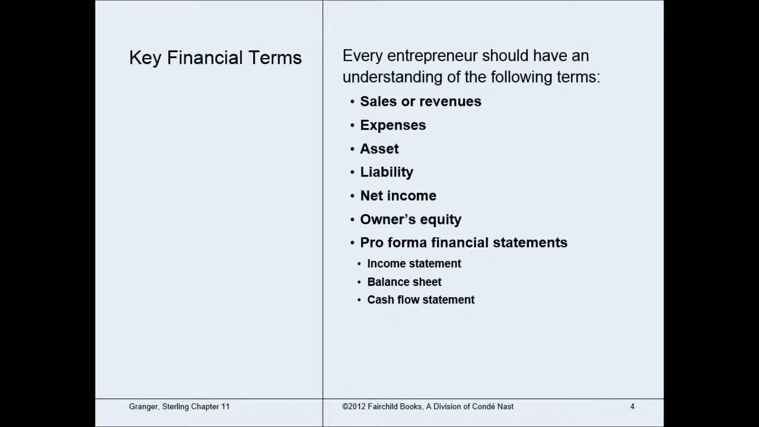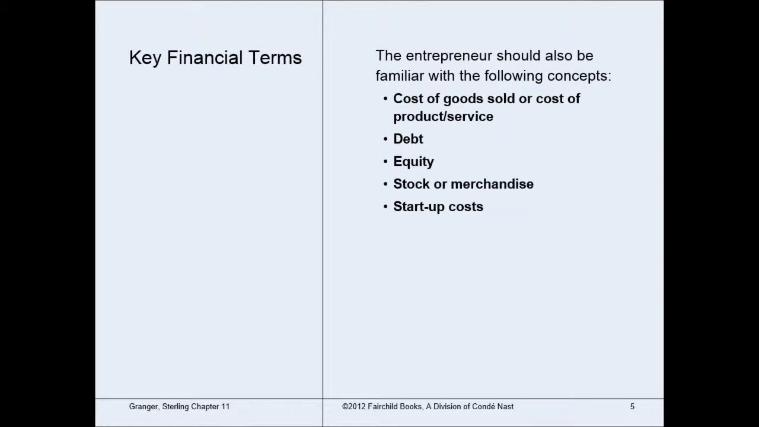So first is the income statement, and it's also called the profit and loss statement, and it shows the amount of income for a specific period. And you can see this in Appendix D. Also, the balance sheet is in there, and it shows the financial condition of the company at a point, and it includes the assets, the liabilities, and the net worth. And the last statement is the cash flow statement, and it shows the difference between receivables and expenses, and it's on a monthly basis. The entrepreneur should also be familiar with the following concepts.